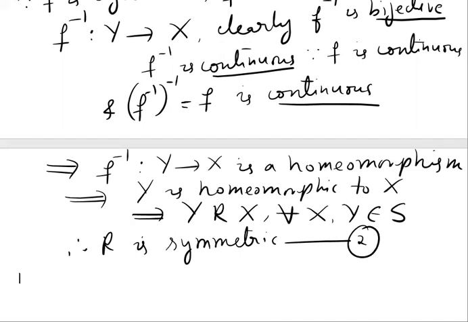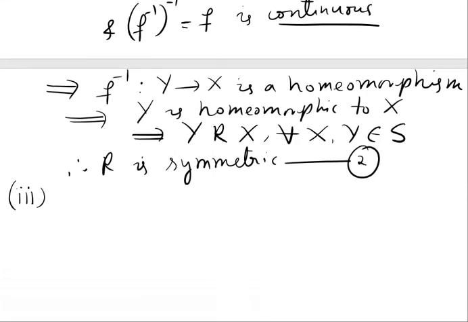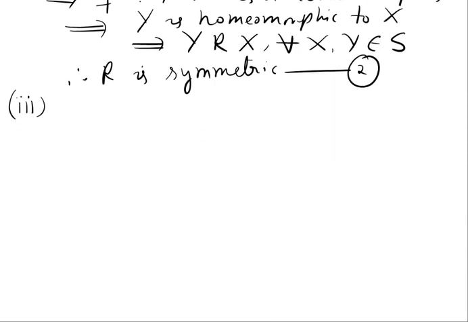And what is the third one we have to prove now? To prove that R is transitive. So how many elements do we have to take now? We have to take 3 elements. Okay, so let us take 3 elements. Let x, y, z come from S.